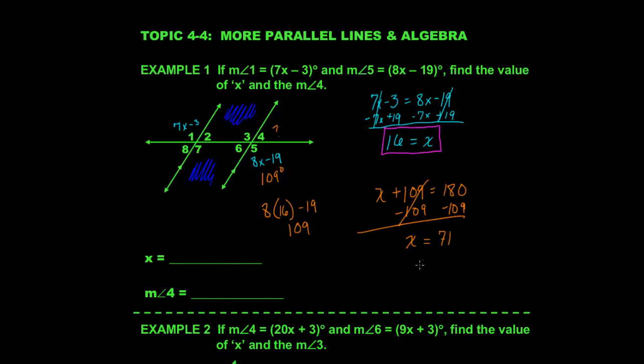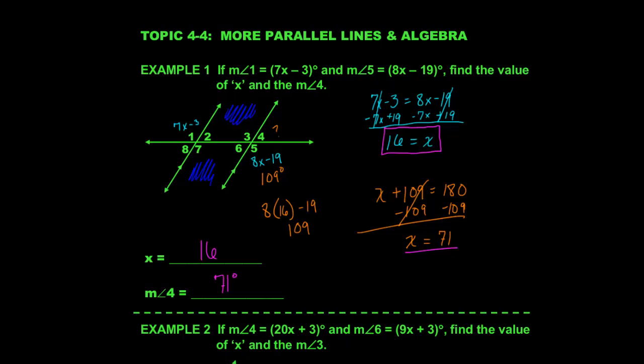A 71. So let's go over here and put in the information we know. Our x equals 16. The measure of angle 4, we determined right here, is 71, and don't forget degrees.